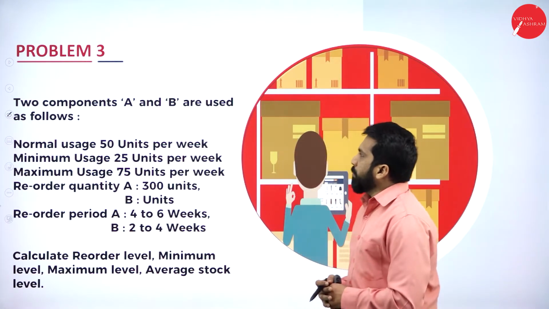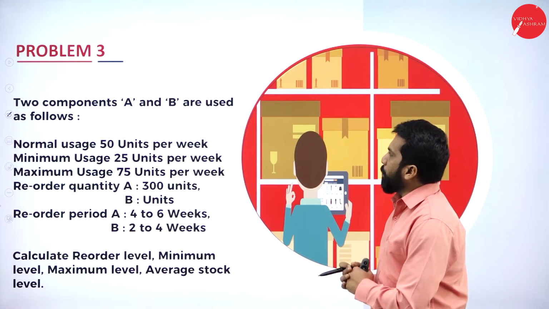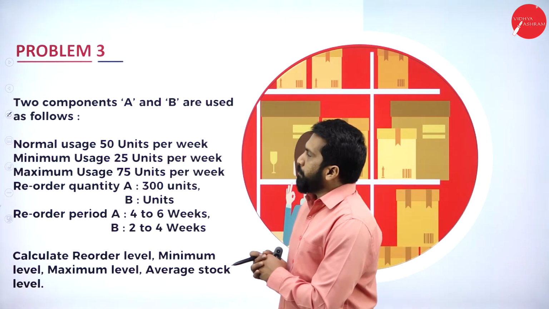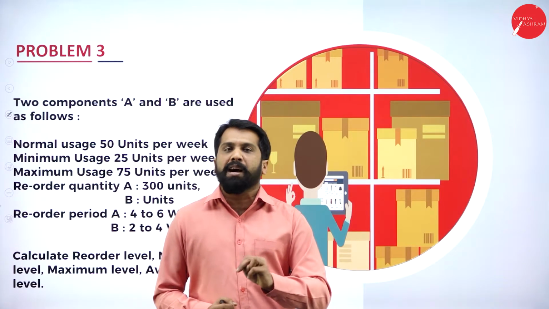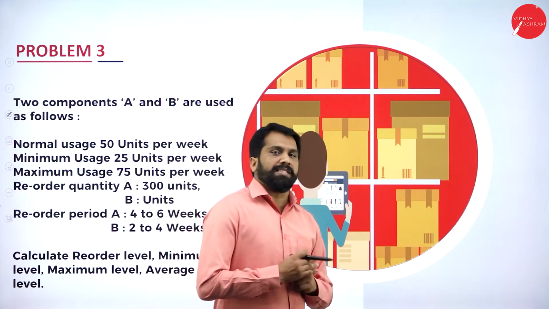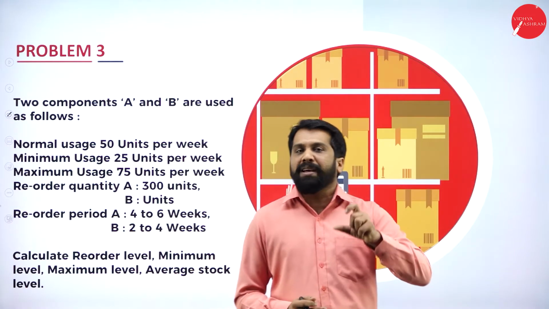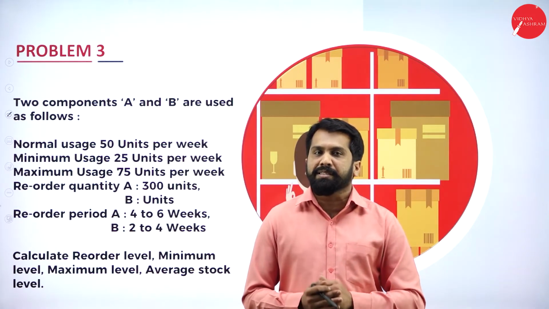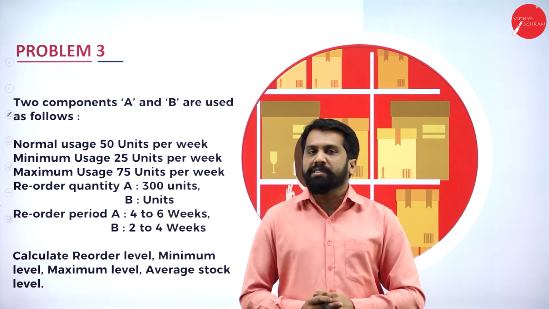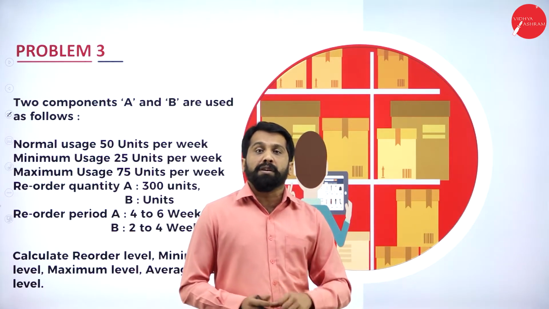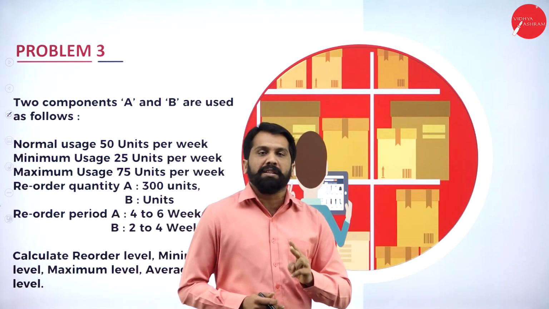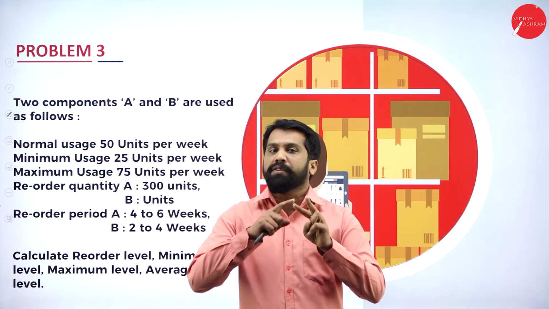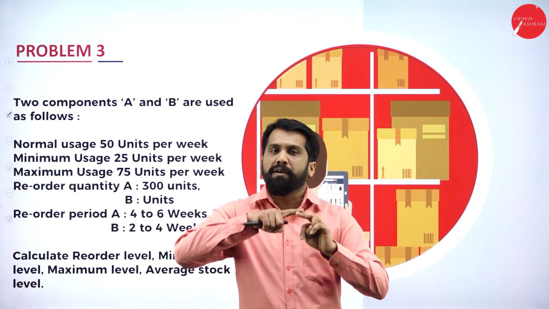Now, problem number 3, two components. If the problem is for 10 marks, they will give you two components. The previous problem was a simple calculation: apply the formula, do the answers. But here, we will apply the same concept for two stock levels. Whatever average stock level you find out, you have to do it for A, and you have to do it for B.